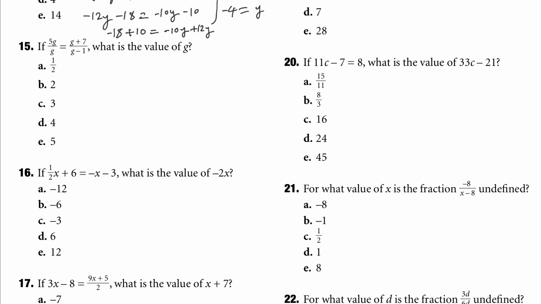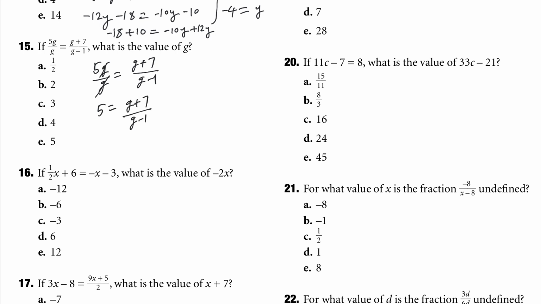Number 15. 5g over g is equal to (g plus 7) over (g minus 1). This one, before I cross multiply, if you look at the left-hand side, it's 5g over g. Immediately I know that I can cancel the g's out. So I have 5 is equal to (g plus 7) over (g minus 1).